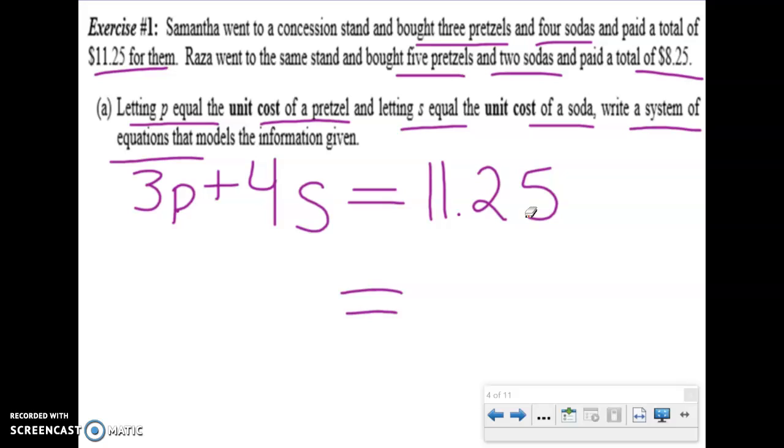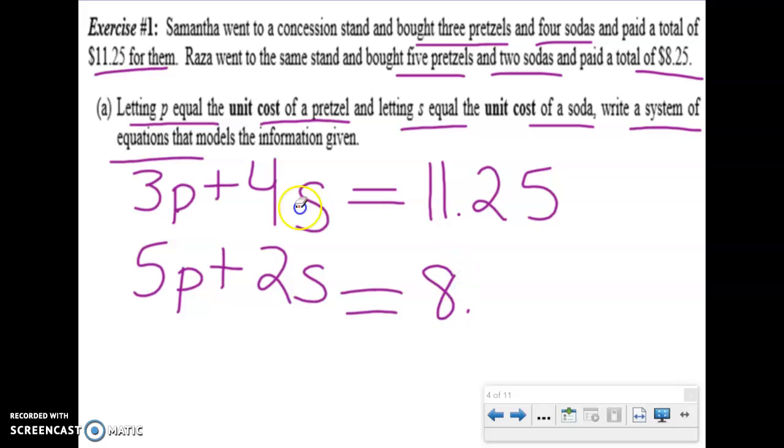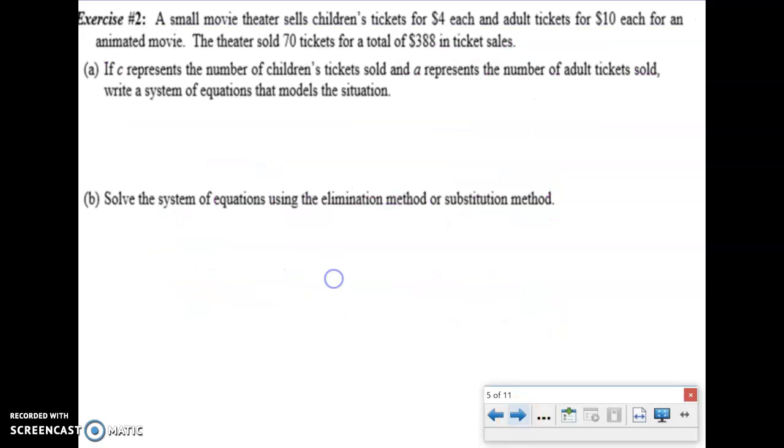Raza, she went to the same stand, but she bought more pretzels. She bought 5 pretzels and only bought 2 sodas, and her total was $8.25. So spent a little less, and all of that information is going to help us in order to solve for the pretzels and the soda. First example done. Let's go ahead on to the next one.